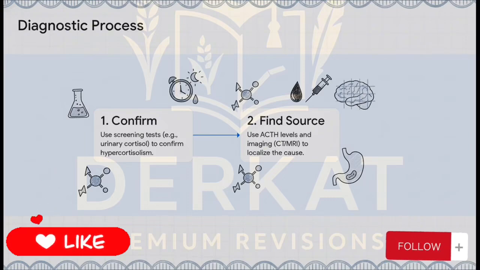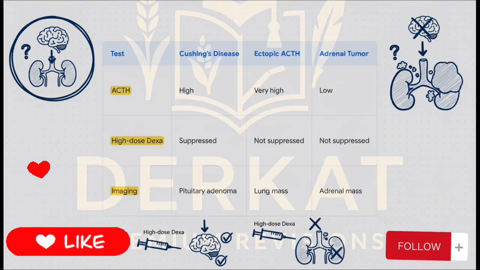Step 1 is just to confirm, is there actually too much cortisol? We use screening tests for that. Once you've proven that, you move on to step 2, find the source. You have to figure out why, and that's when you bring in the blood tests and the imaging scans. And this slide right here is pure exam gold. It shows you exactly how we can tell the different internal causes apart.